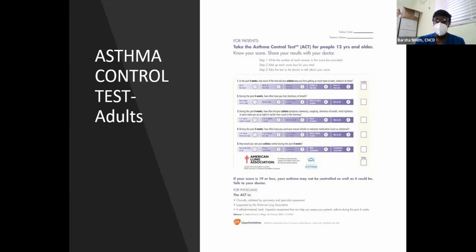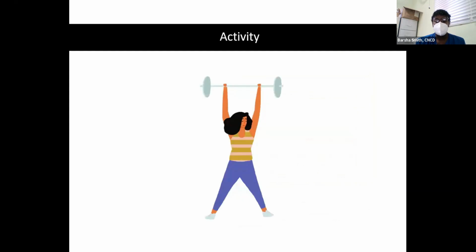And once the patient's score is less than 19, then we would say that this patient's asthma is not controlled. So every asthmatic should have an asthma control test done, but we need their score to be greater than 19. This I will also email to you so that you'll be familiar with this form, and it is used at the clinic for all our asthmatics.